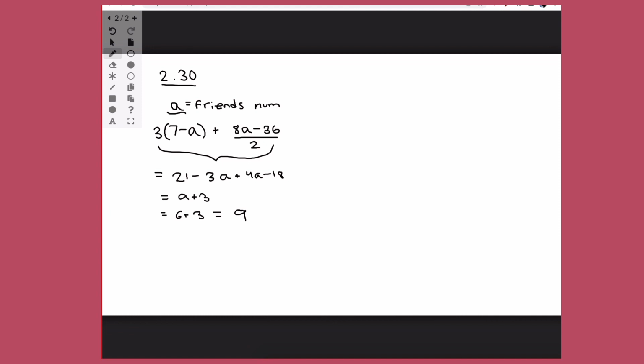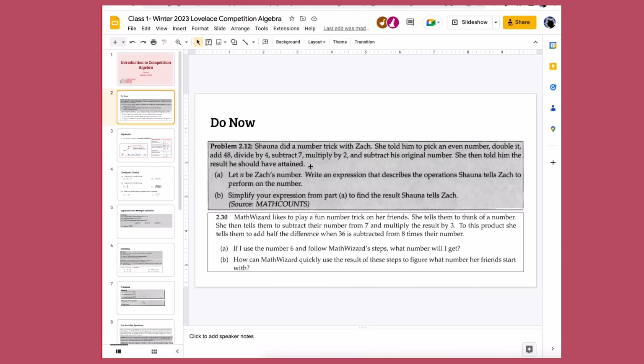So this is basically the same type of problem as the last one. You just have to look at the number you get from each of the individual steps. First you subtract 7, then you multiply by 3, and then you add this difference. Does anyone have any questions about this problem?